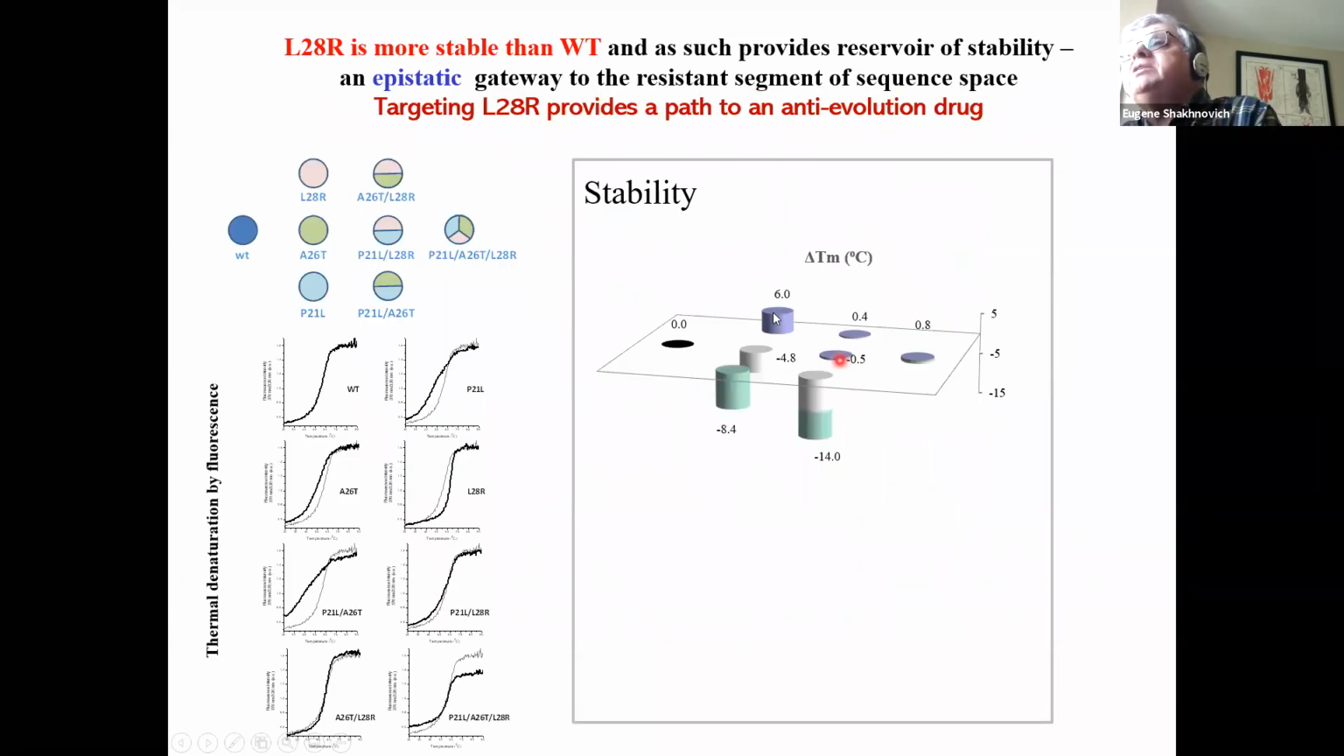And basically what we found is that there is a particular mutation which is really very dangerous, because when it arises, different paths to resistance appear. And the reason is that this is the only variant which is more stable than the wild type. So it epistatically provides a reservoir of stability, which epistatically allows other mutations then to emerge and fix.